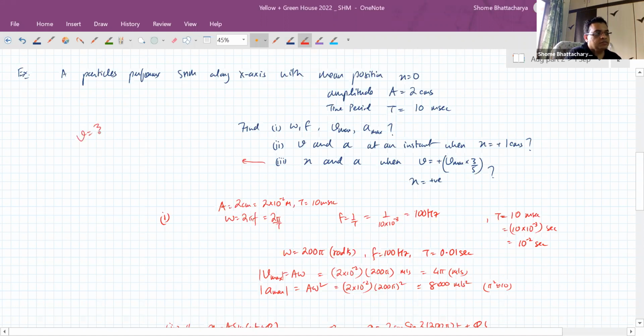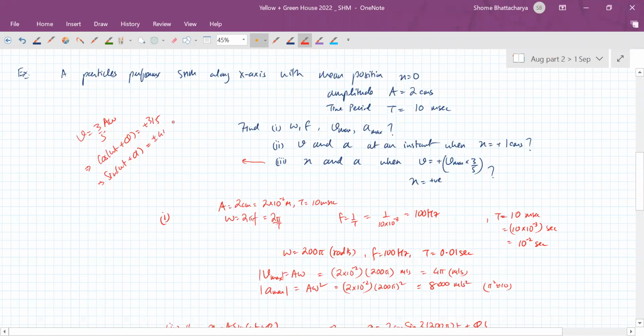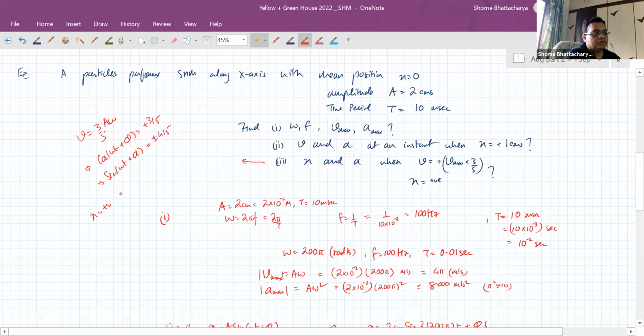So v is equal to 3 by 5 A omega, no? Because v max is A omega. So that means that cos of omega t plus phi is equal to plus 3 by 5. So that means sine of omega t plus phi could be plus or minus 4 by 5 in general. But x is given positive. So that means x must be plus 4 by 5 A, or plus 8 by 5 centimeters. And when x is this much, acceleration will be minus 4 by 5 A omega square. So it will be minus of 4 by 5 into 8,000 meters per second square. So this is a situation when v is equal to plus 3 by 5 A omega, or v max, and x is positive.